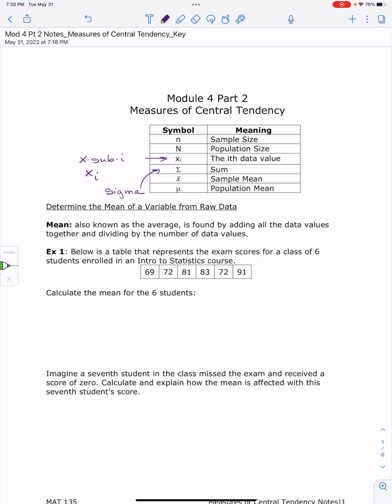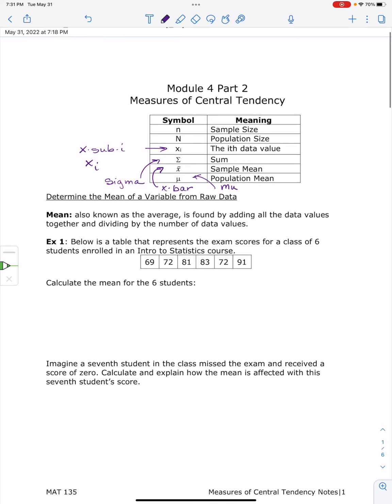We have X with a little line over it. This is called X bar. That is our mean or our average for a sample. And then we have the Greek letter mu, which is our population mean. You always use Greek letters for the population, I guess other than sample size or population size up there.